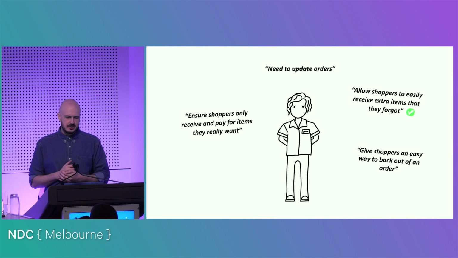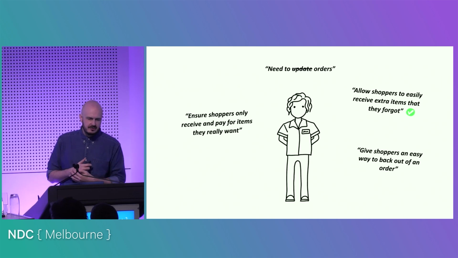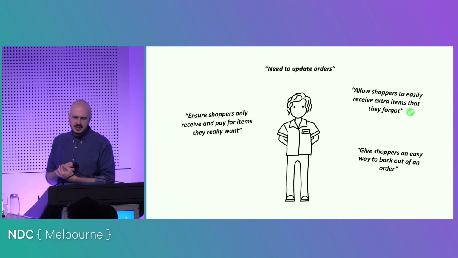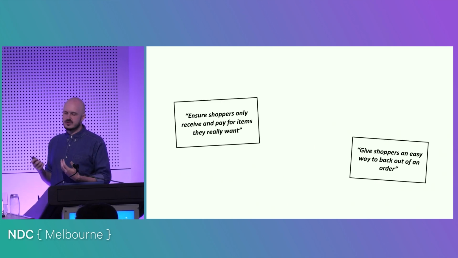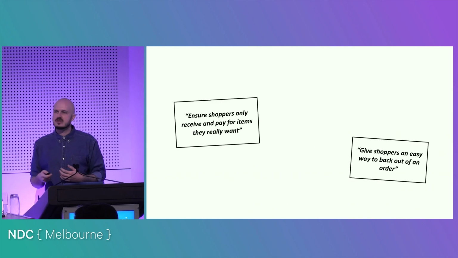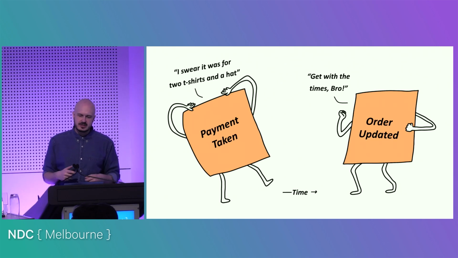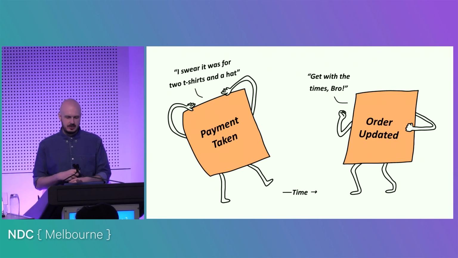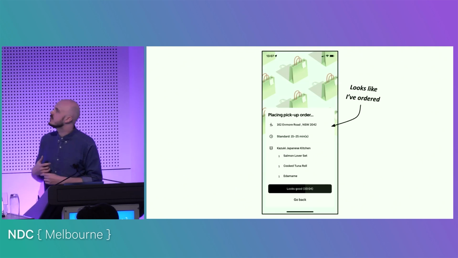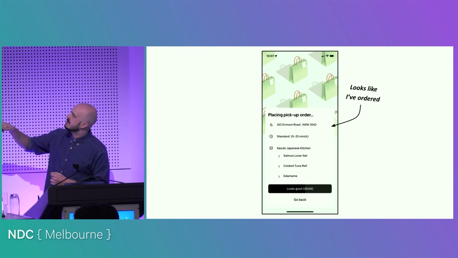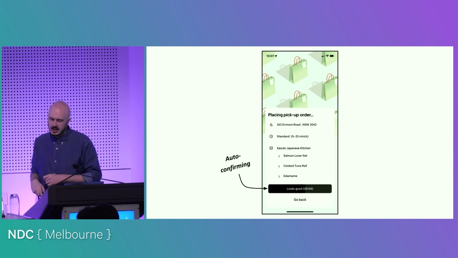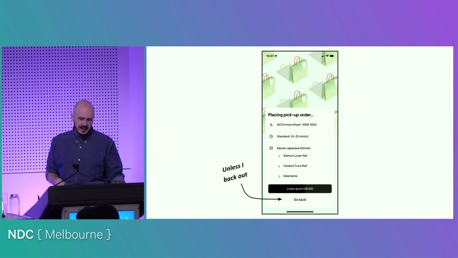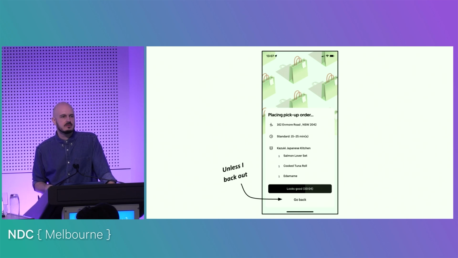But how about these two? Ensure shoppers only receive and pay for items they really want, and give shoppers an easy way to back out of an order. So surely there is no way of solving them without ending up with those fighting events and those rewrites of history again. Well, has anyone noticed this before on Uber Eats? So I've placed my order for some delicious sushi, and it's going to auto-confirm in about 10 seconds. But if I'm quick enough, I can back out of this order if I want to.